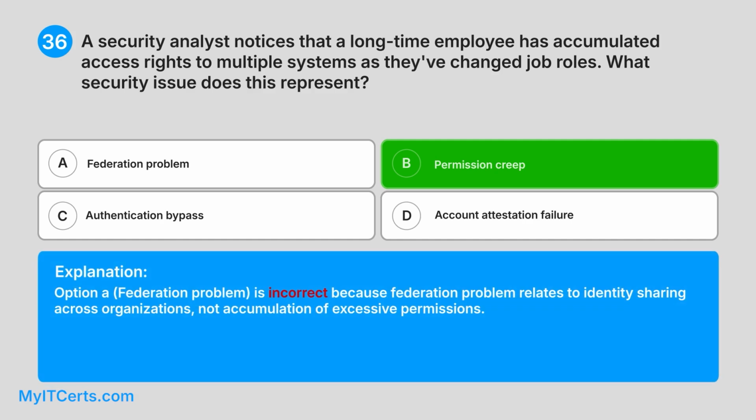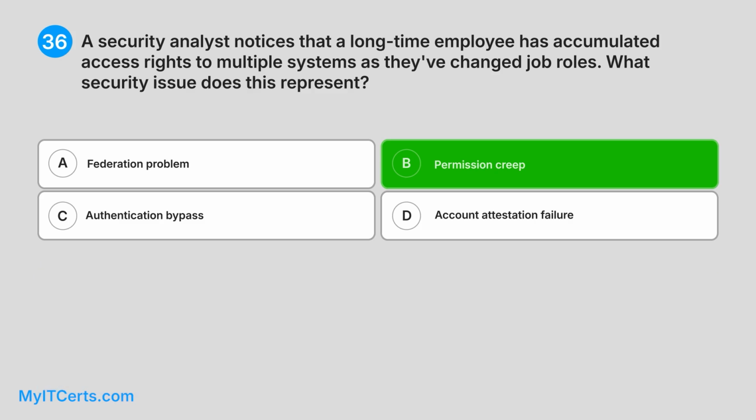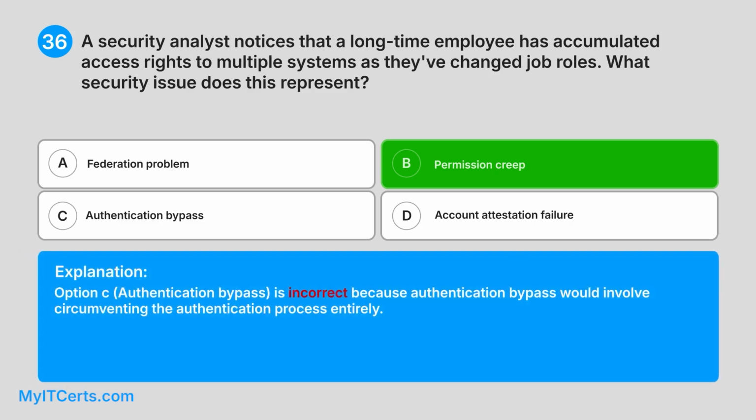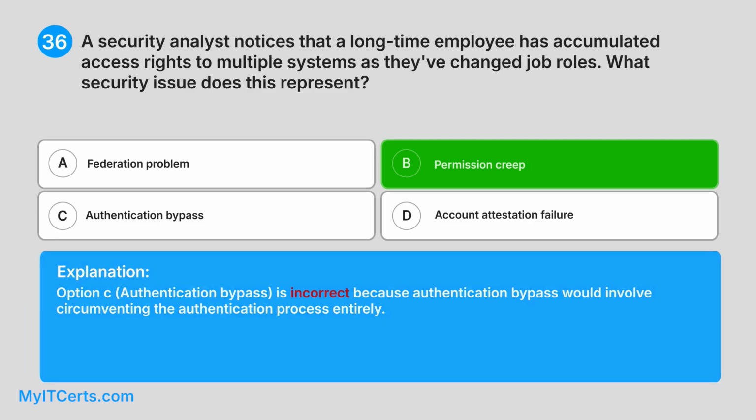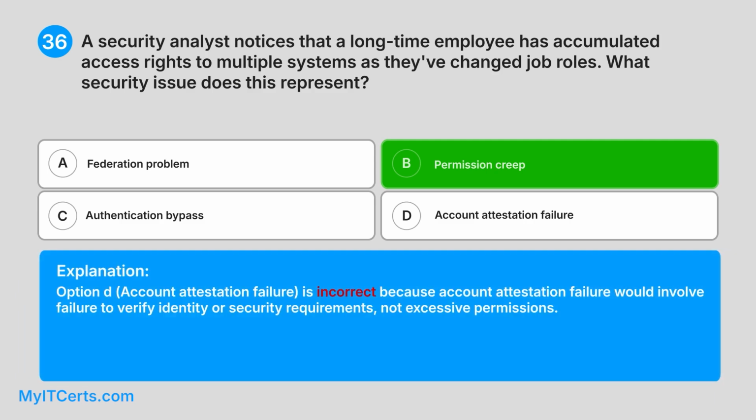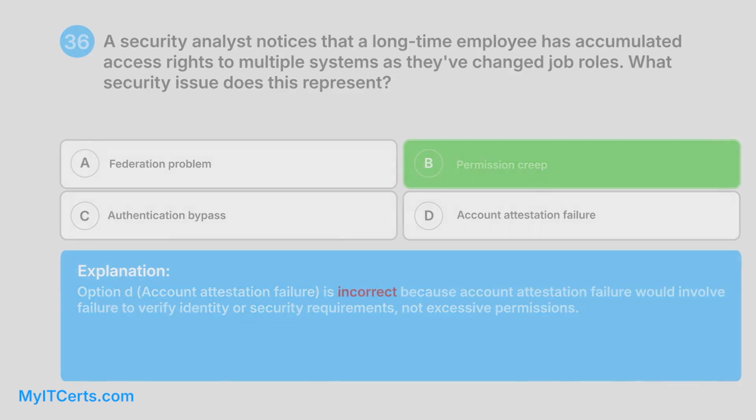Option A, federation problem, is incorrect because federation problem relates to identity sharing across organizations, not accumulation of excessive permissions. Option C, authentication bypass, is incorrect because authentication bypass would involve circumventing the authentication process entirely. Option D, account attestation failure, is incorrect because account attestation failure would involve failure to verify identity or security requirements, not excessive permissions.